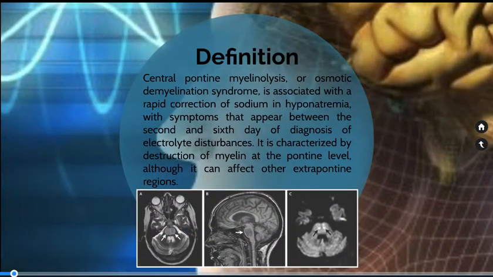Definition: Central pontine myelinolysis, or osmotic demyelination syndrome, is associated with a rapid correction of sodium in hyponatremia, with symptoms that appear between the second and sixth day of the diagnosis of the electrolyte disturbance. It is characterized by destruction of myelin at the pontine level, although it can affect other extrapontine regions.